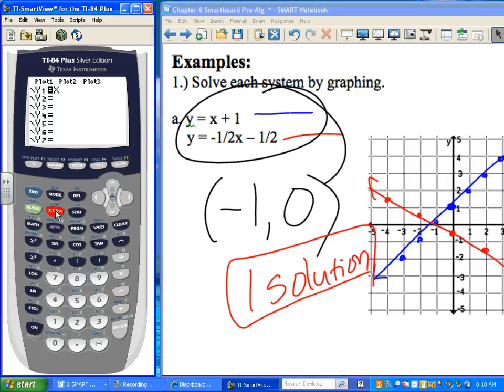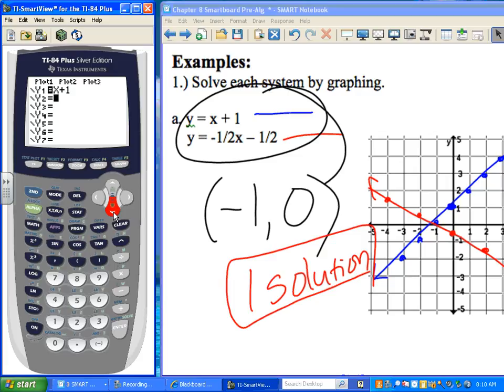Yes. Okay, I want everyone to type in the first equation. X is to the right of alpha. So everyone type, my finger's right on it. X is to the right of alpha. Type X. Okay, X and then plus 1. So there's our first equation. Use the down arrow to go to y2.